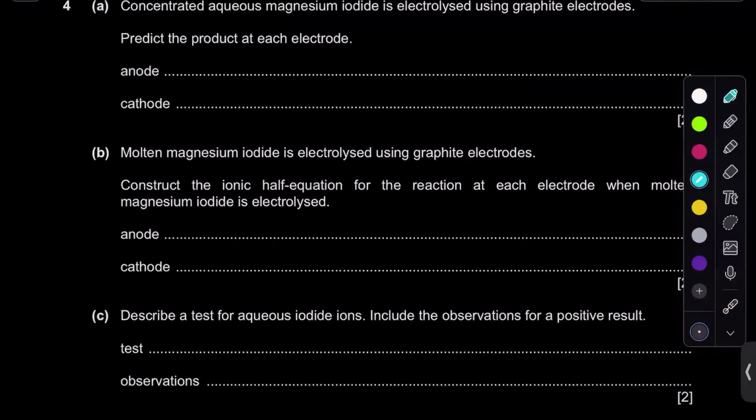Concentrated aqueous magnesium iodide is electrolyzed using graphite electrodes. They are unreactive electrodes, so rule number 1 of electrolysis will not apply. And the next rule was that the less reactive ion discharges. You only have magnesium and iodide, no third ion. So definitely at the anode, we're going to get iodine from iodide. And at the cathode, we're going to get magnesium from magnesium ions.